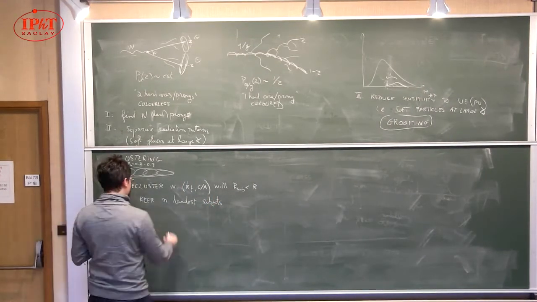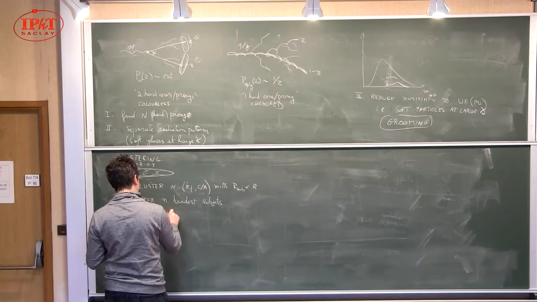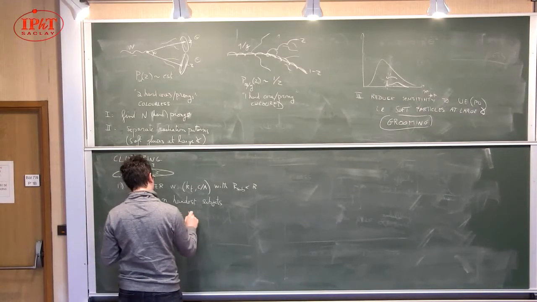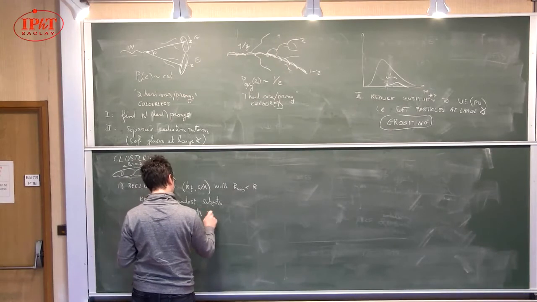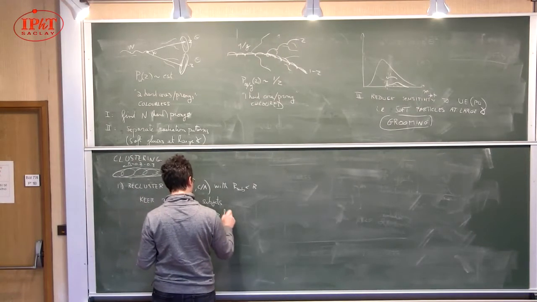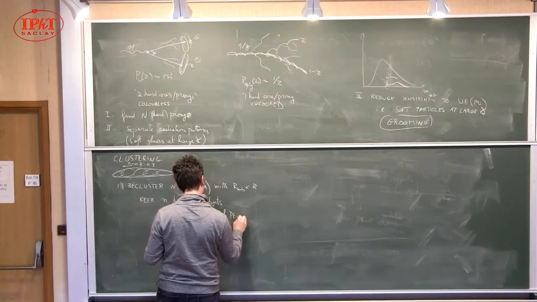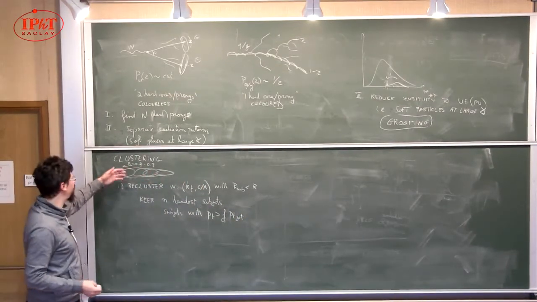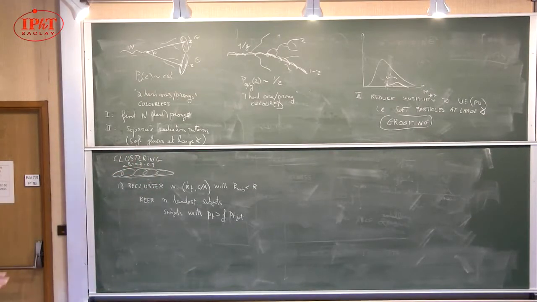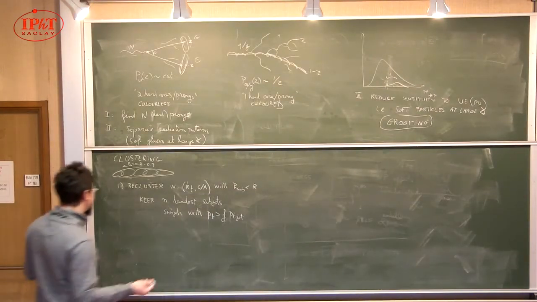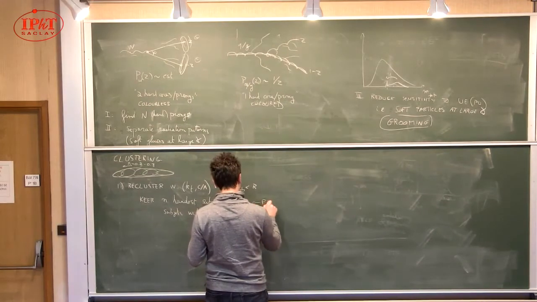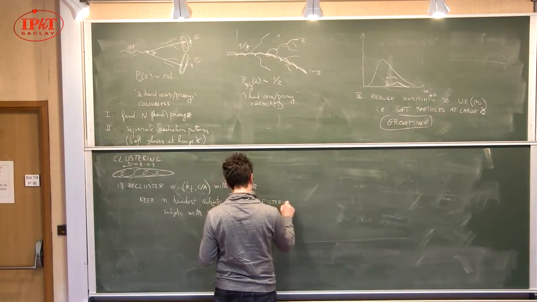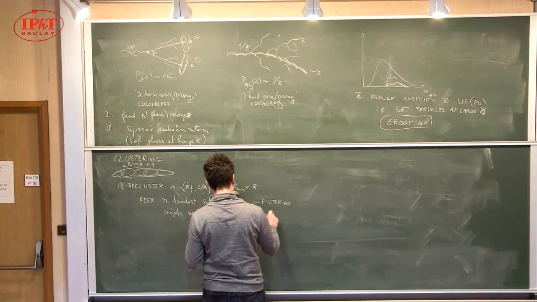That's one method. The other one would say keep subjets with pT bigger than some fraction of your original jet pT. So you break things into chunks, and I'm going to keep everything which is at least 5% of the original pT, removing the soft stuff and keeping the hard ones. Okay, that's one method to find hard prongs. This method here is called filtering. This method here is called trimming.